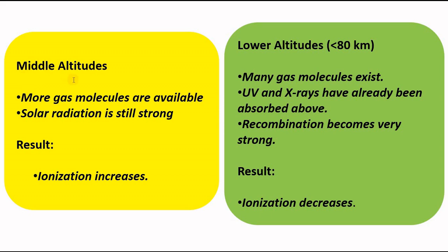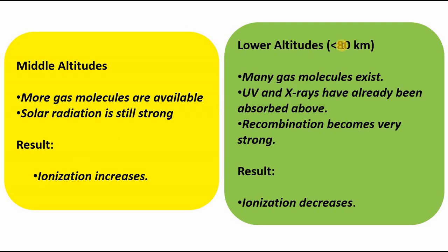Then we have the middle altitudes. Okay, so it is from 80 to around 300 kilometers, in that range. Here solar radiation is still strong, though moderate, and more gas molecules are available, so the ionization rate is higher.